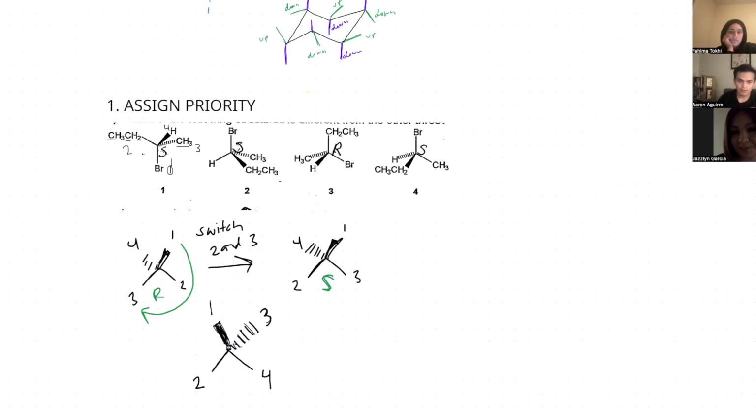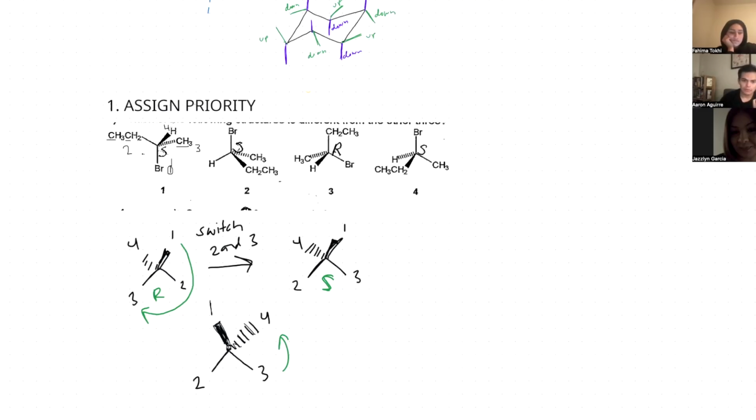But let me do a swap. I'm going to put the four up here, just in my head, temporarily, and I'll put the three here. Now it's pretty obvious, right? This looks like an S. But remember the rule: if you switch two groups, it changes the handedness. So if this is S but I swapped it, the real thing is going the other way, which is R.